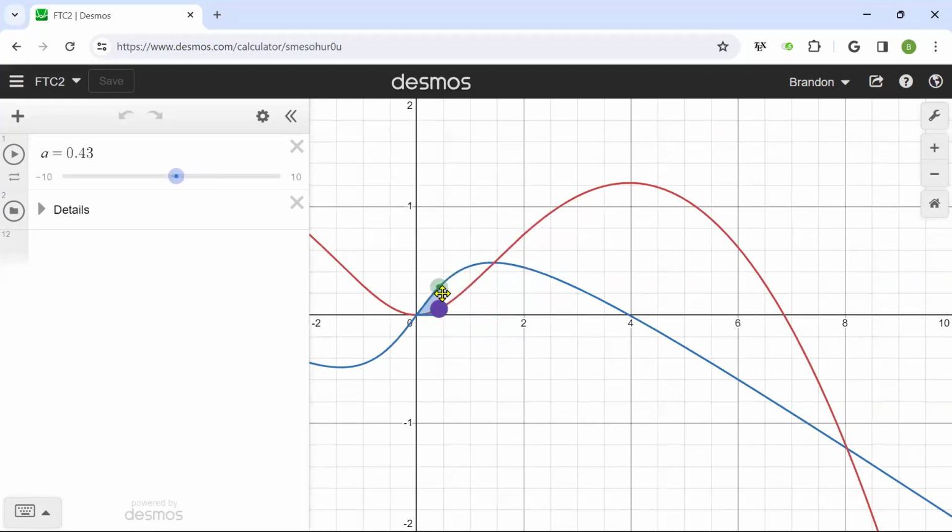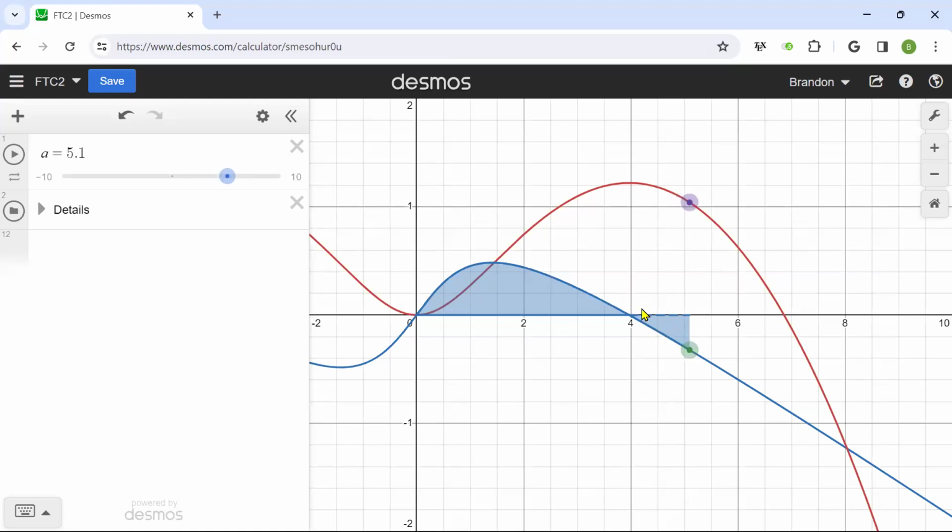As I move this along, you can see that when the area gets really small, the y-coordinate on this purple point also gets really small. And as I move this point further and further out here, you can see that the area is getting larger and larger. And sure enough, the y-coordinate on the purple point is getting larger and larger. You'll notice, however, that once I pass 4 here, suddenly my y-coordinate starts to go down. It decreases in value. Why does the purple point decrease in value around 4 and past it?